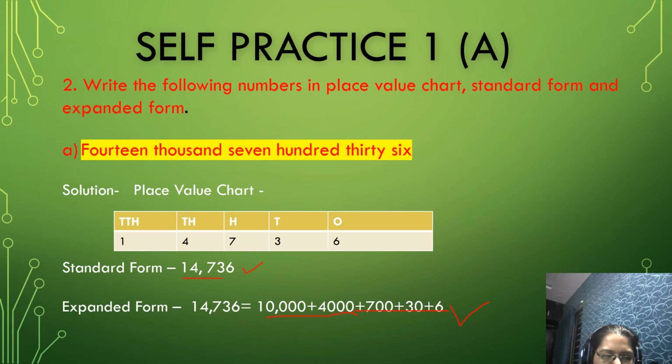So the standard form of 14,736 is 14,736, and the expanded form of 14,736 will be 10,000 plus 4,000 plus 700 plus 30 plus 6.